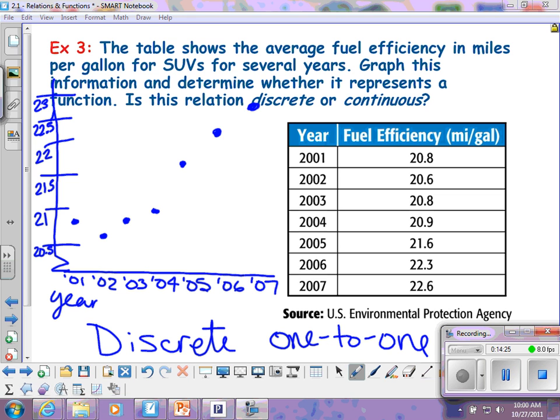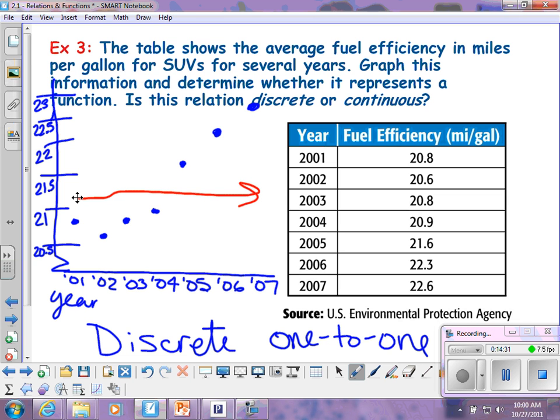Okay, so here's my trick for you. If you put your pencil down, up and down, and go across that way, and it doesn't hit 2 points, it's one-to-one. If you put your pencil down, though, going left to right, and you drag it up your paper and it doesn't repeat, it's onto.